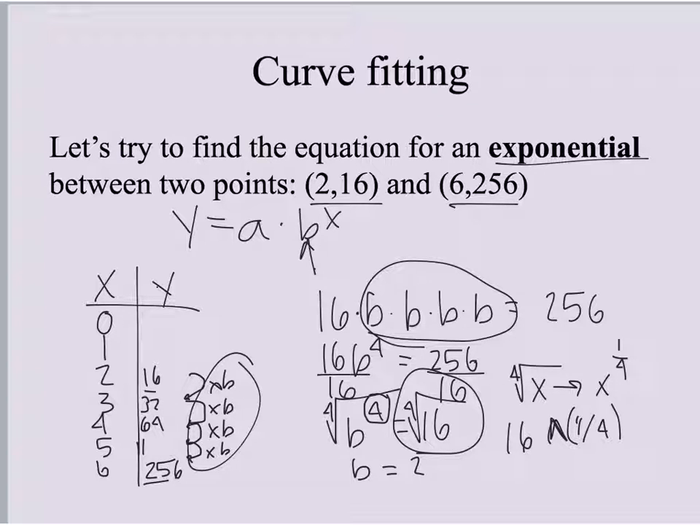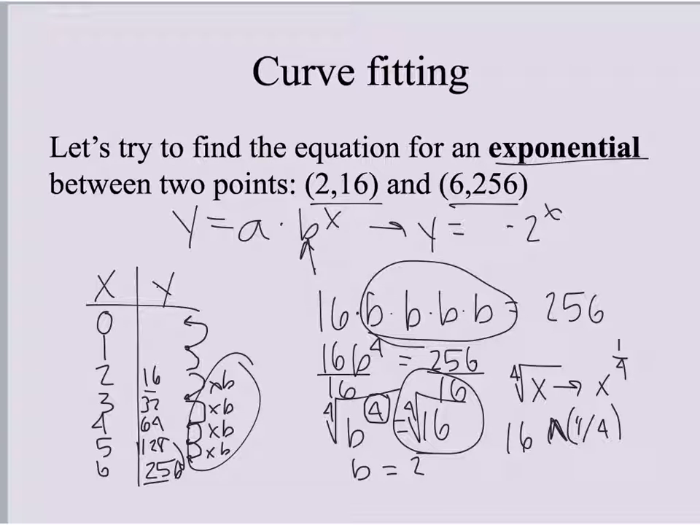64 times 2 is 128, and in fact 128 times 2 gets me to 256. All right, so now I have this part. Right now I've solved for b, so I have a times 2 to the x. Okay, I need to figure out a now. If you imagine, all I have to do is go backwards. So go backwards this way.